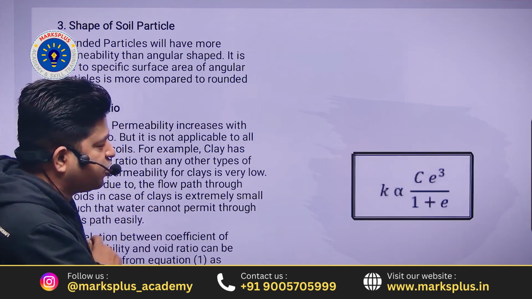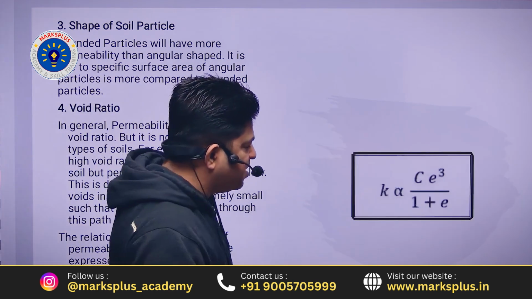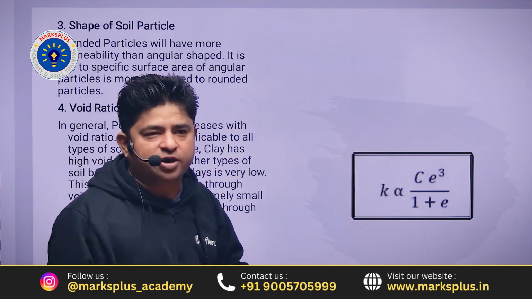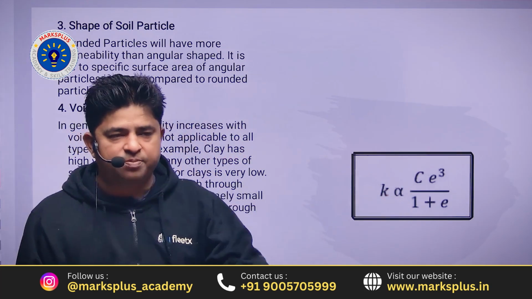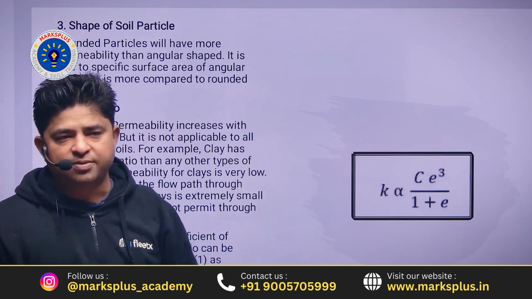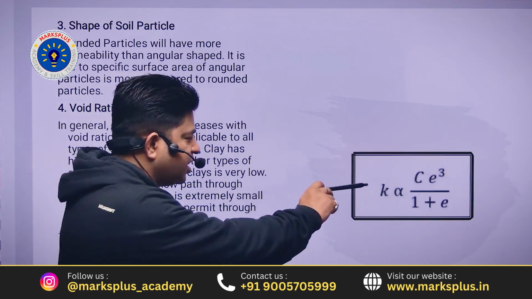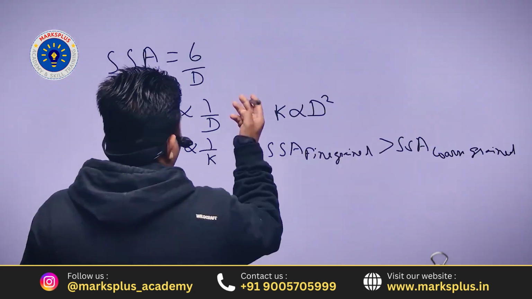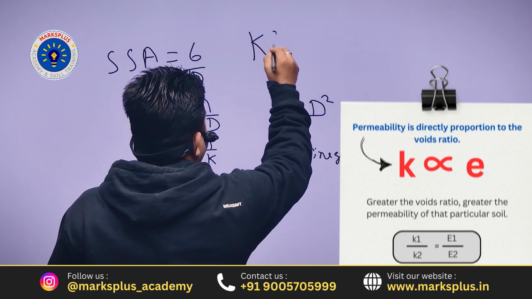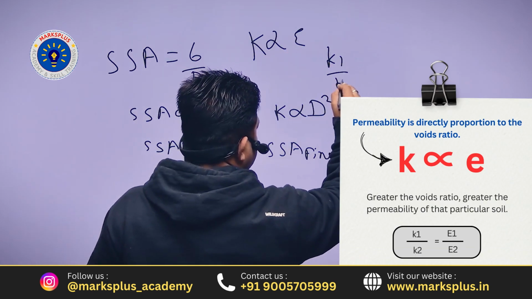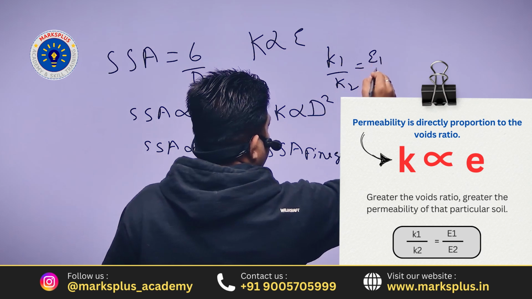Another important relationship: the coefficient of permeability is directly proportional to e cubed upon 1 plus e. Friends, this is also an important relationship: if we want to determine the coefficient of permeability and we are given the value of void ratio, we can derive it through that particular formula. There is another formula, as we say the coefficient of permeability is directly proportional to void ratio, or we can say that K1 upon K2 is equal to E1 upon E2.